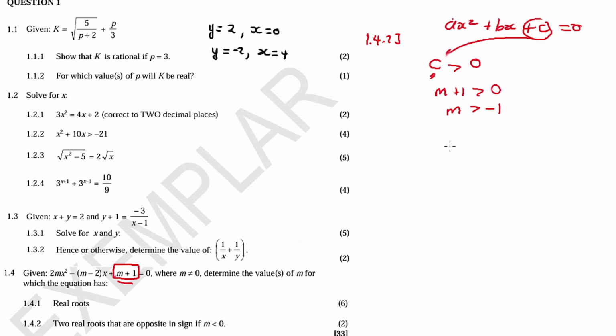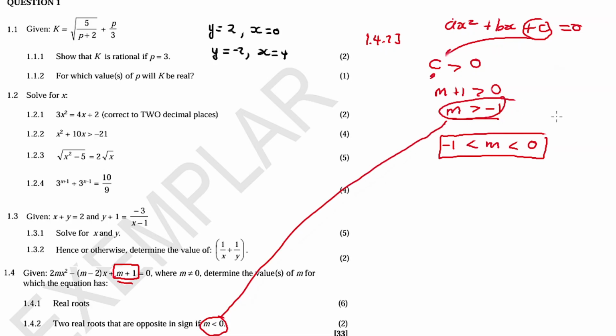So it means m must be between minus 1 and 0. I'm combining this solution with the other solution. It gives me the solution for m in order to have real roots with opposite signs: it must be somewhere between minus 1 and 0. This is the last question, of question 1.